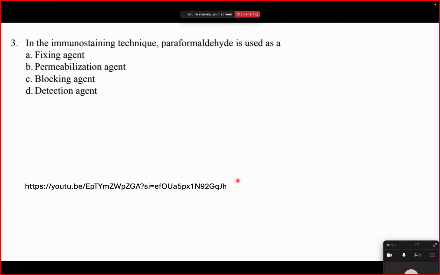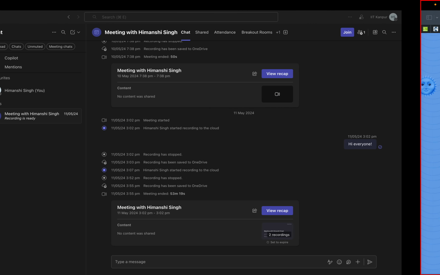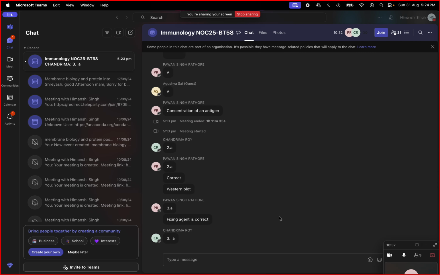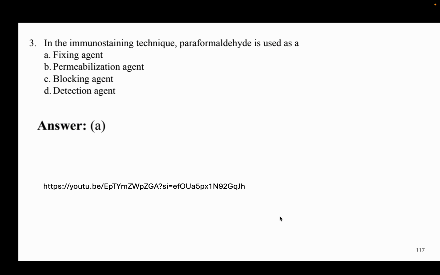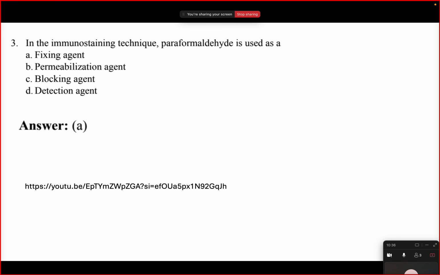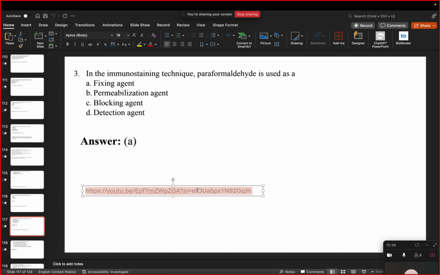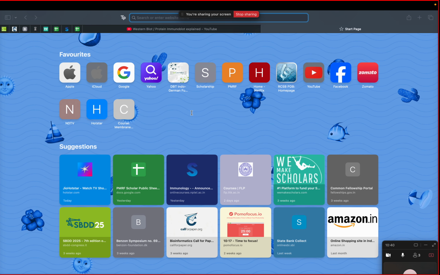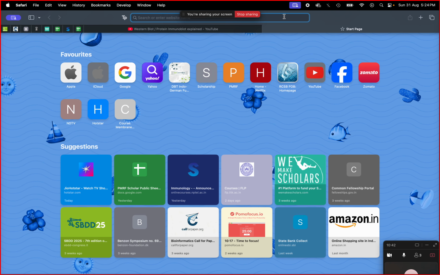Your 1 minute is over and the correct answer is fixing, obviously. I hope even if you guys have not done it, great. If you are from such a field, you might do it, but it's not as frequent as a Western blot.